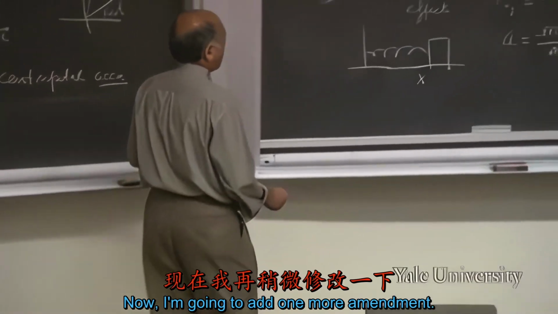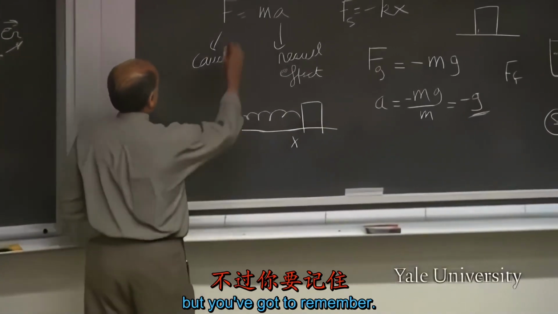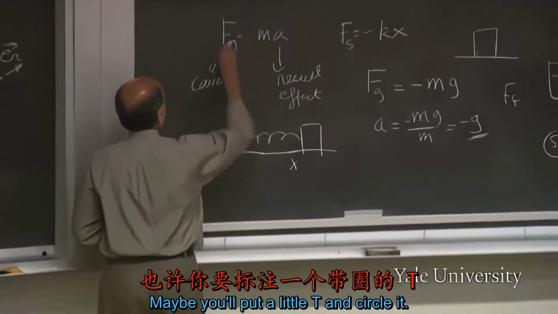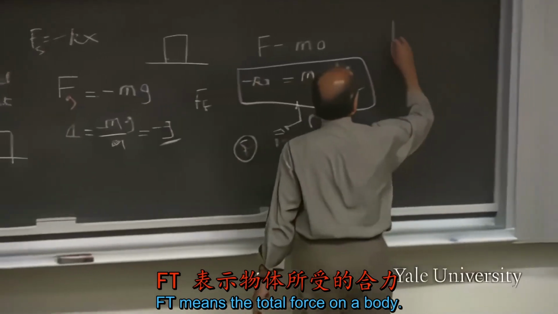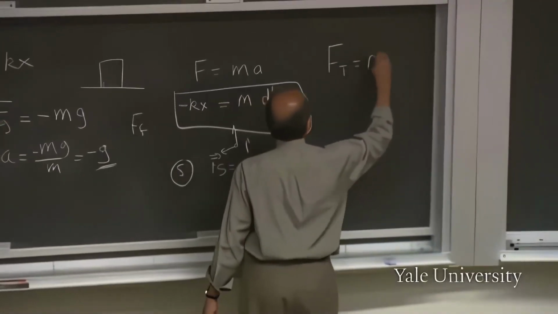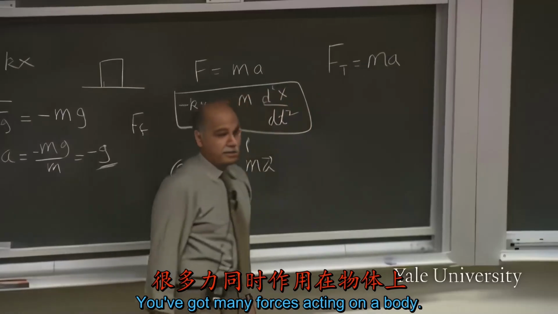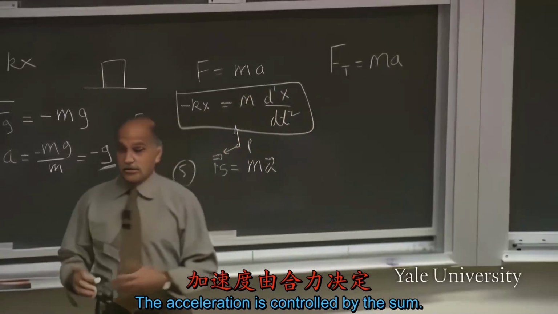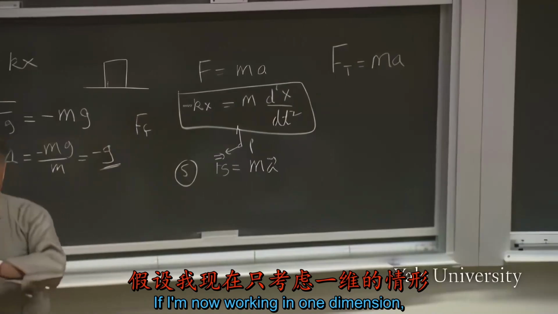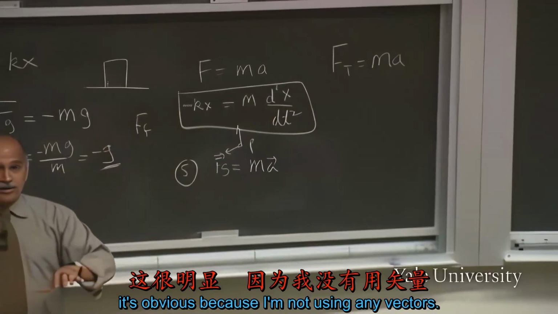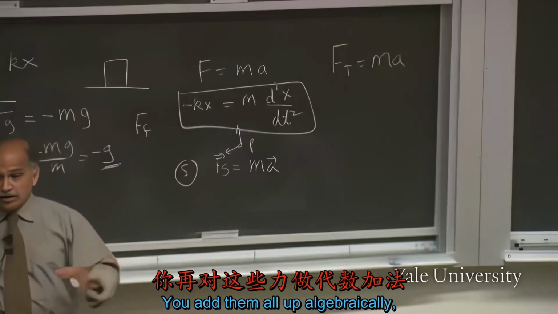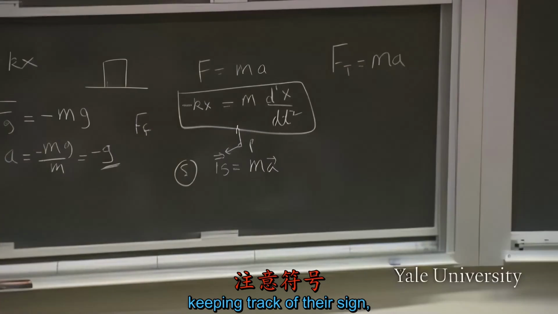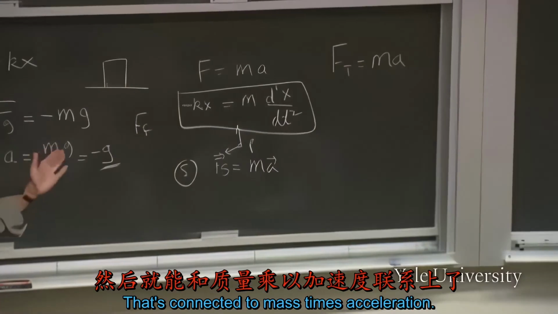Now, I'm going to add one more amendment. You don't have to write in your notebook, but you got to remember, maybe you'll put a little t and circle it. Let me write it here. Ft means the total force on a body. If there are many forces acting on a body, the acceleration is controlled by the sum. If I'm now working in one dimension, it's obvious because I'm not using any vectors, then you may have forces to the right, forces to the left, pushing, pulling. You add them all up algebraically, keeping track of their sign, and that's the total force. That's connected to mass times acceleration.